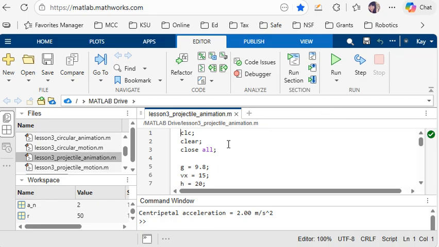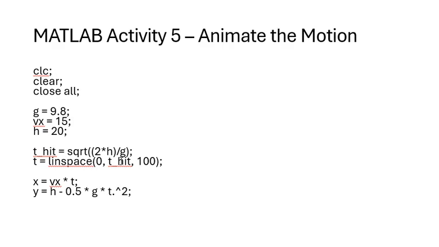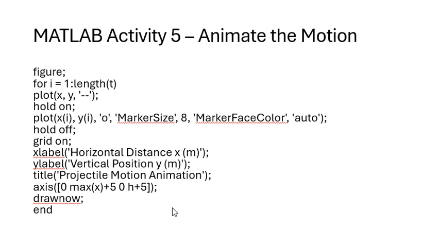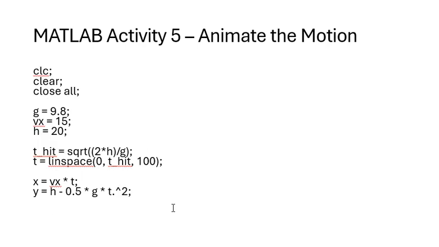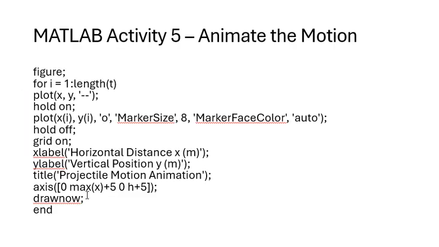On here is your projectile animation, and you will do exactly the same coding as I gave you here. Your g, v, x, and h are going to be all these values. We want to find t hit, and we have already calculated that. We just want to simulate it, and we calculated that in activity 1 on Monday. The same code, but the only thing is we are simulating it instead of just printing it. So we change it to a projectile motion animation.